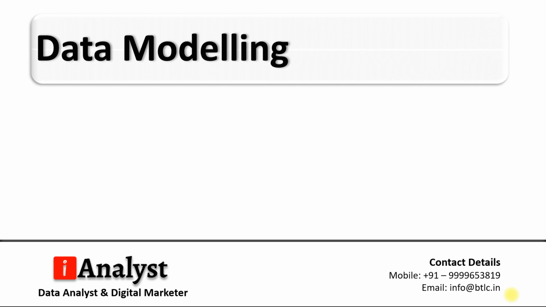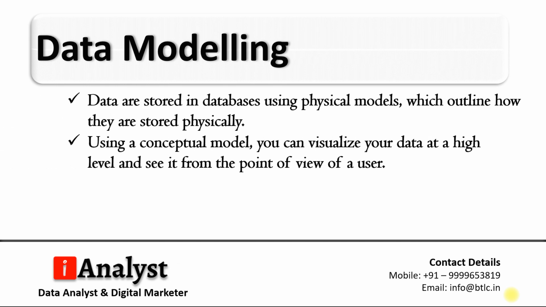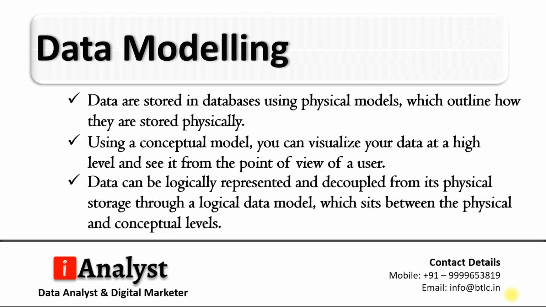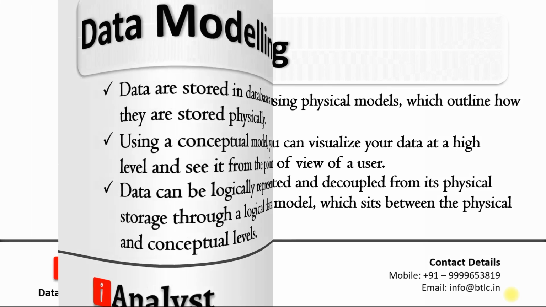categorized into 3 categories: physical, logical, and conceptual. 1. Data are stored in databases using physical models, which outline how they are stored physically. 2. Using a conceptual model, you can visualize your data at a high level and see it from the point of view of a user. 3. Data can be logically represented and decoupled from its physical storage through a logical data model, which sits between the physical and conceptual levels.